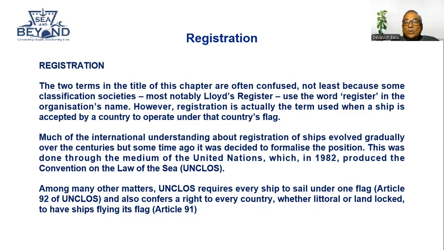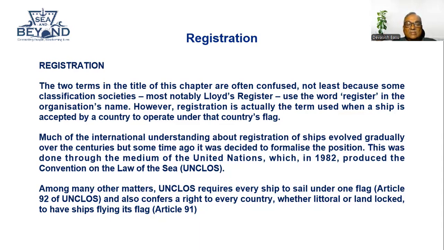Much of the international understanding about registration of ships evolved gradually over the centuries, but sometime it was decided to normalize the position. So this was done through the medium of the United Nations, which in 1982 produced the Convention on the Law of the Sea, that is UNCLOS.